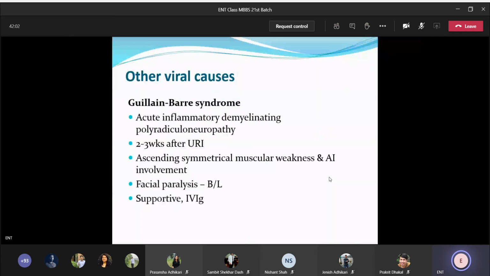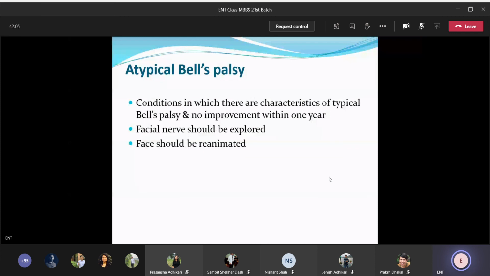So atypical Bell's palsy is a condition in which there are characters other than the typical Bell's palsy and there is no improvement within 1 year. We have to explore the facial nerve. If it is not improving by 1 year, and the facial nerve is permanently damaged, we have to do the facial re-innervation. We will take the nerve from the other side, or another nerve from the same side, to supply the facial nerve.